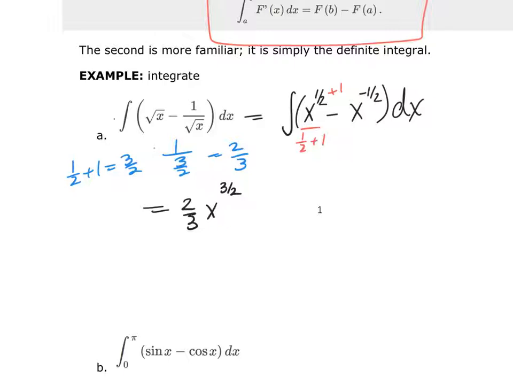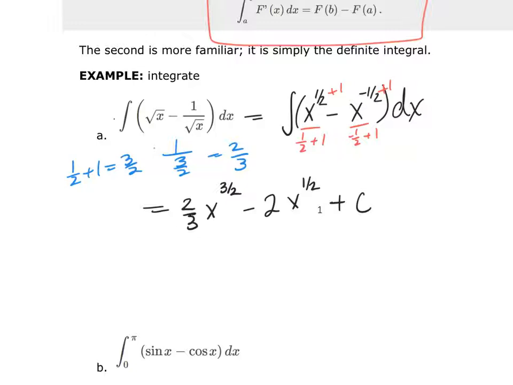Now the second one we should be really familiar with because we keep seeing it over and over again. I'm going to add 1 here and then divide by negative 1/2 plus 1. Negative 1/2 plus 1 is just 1/2. So it's going to be minus 2 x raised to the 1/2. And this one needs a plus c because I don't have my limits of integration on there.